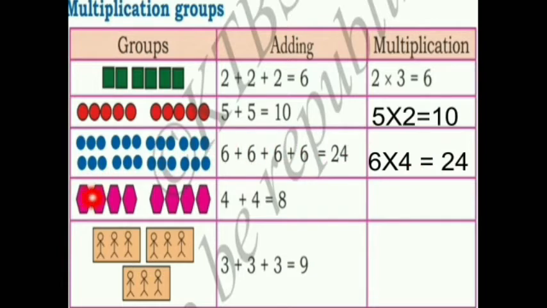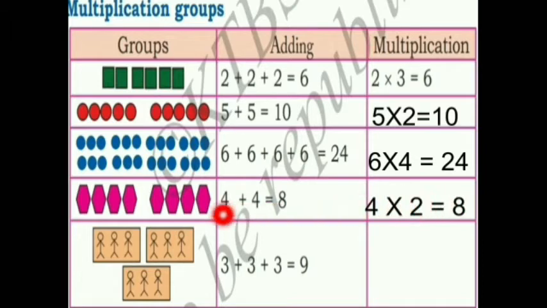See the next pictures. What are these? Yes, these are hexagons. How many hexagons are there? There are 4 hexagons in 2 groups. So we will write 4 plus 4. What is 4 plus 4? 4 plus 4 is equals to 8. 4 is repeated 2 times. 2 times 4 is 8. Therefore, 4 multiplied by 2 is equals to 8.